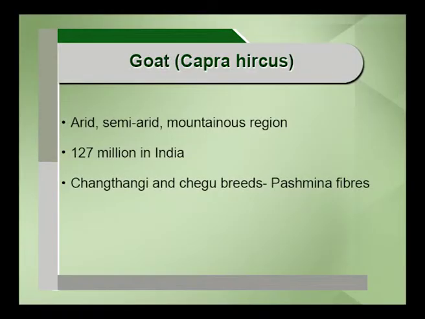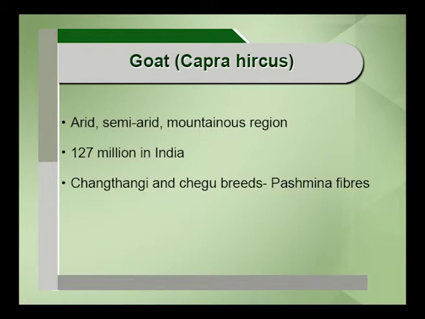And the next important livestock is the goat, and the scientific name is Capra hircus, and it thrives in the arid, semi-arid and mountainous regions. The population of goat in India is 127 million. It provides a lot of animal protein, which is very, very essential, because the milk it provides has nutritional quality, and it also has a lot of pharmaceutical values.